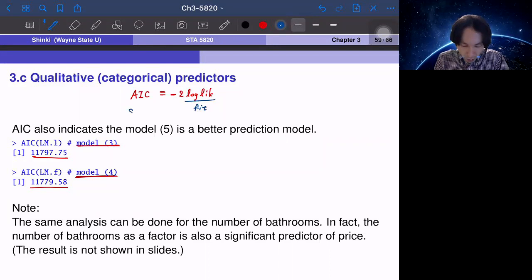So AIC, the smaller AIC is better. And better fit means a better log likelihood, so smaller AIC. So that is fine. And then we have to make a simpler model. So we have to penalize a large model. So do you remember what term is in the AIC here?